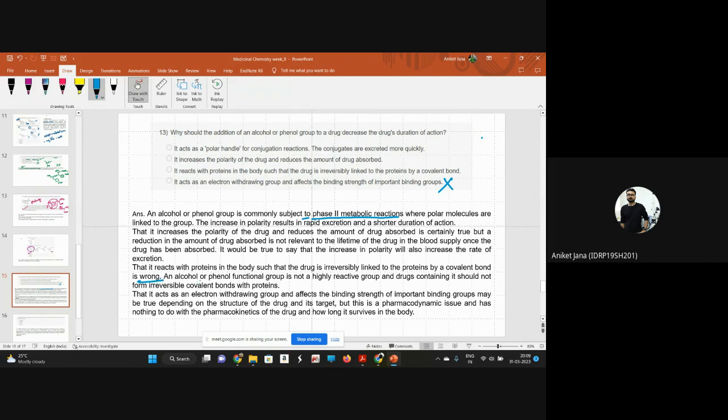An alcohol or phenol, irreversibly, this is also wrong. An alcohol or phenol functional group is not a highly reactive group, and drugs containing it should not form irreversible covalent bonds with proteins. That it acts as an electron withdrawing group and affects the binding strength of important binding groups may be true depending on the structure of the drug's target, but this is a pharmacodynamic issue that has nothing to do with the pharmacokinetics of the drug and how long it survives in the body. So what is the right answer?